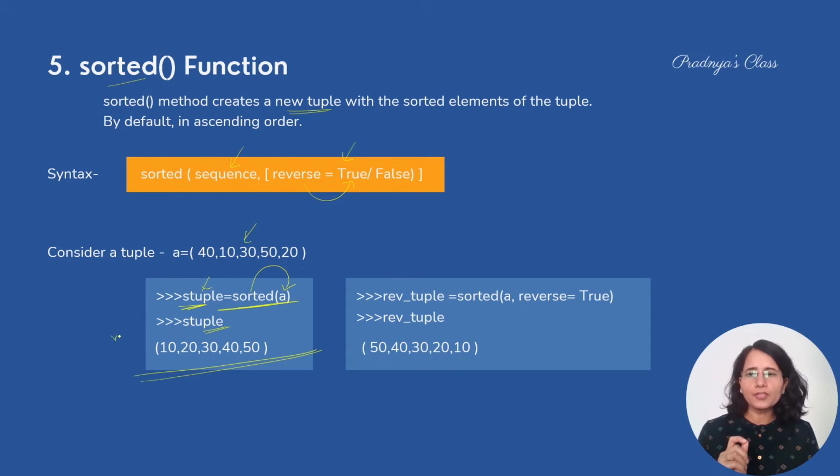So the new tuple got created using the sorted function. If you want to sort in the reverse direction, means in the descending order, then you can write reverse equals to true. So the tuple got sorted in the descending order.